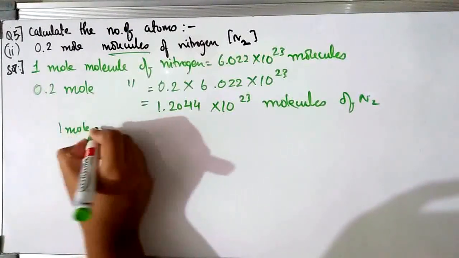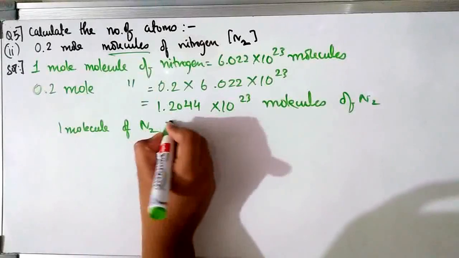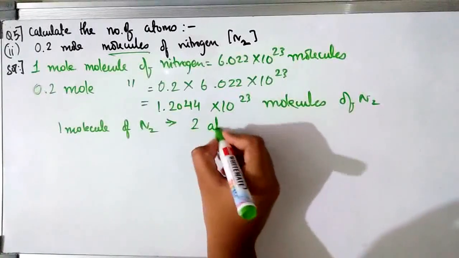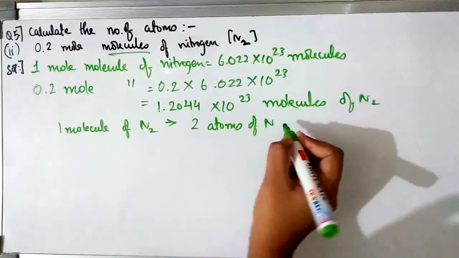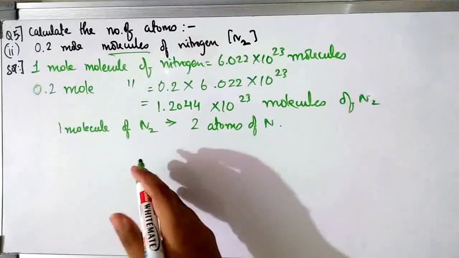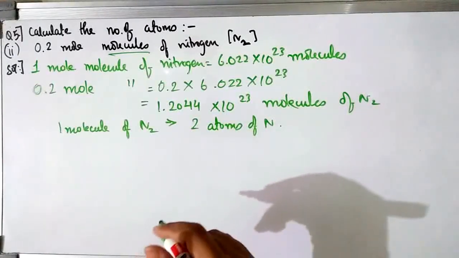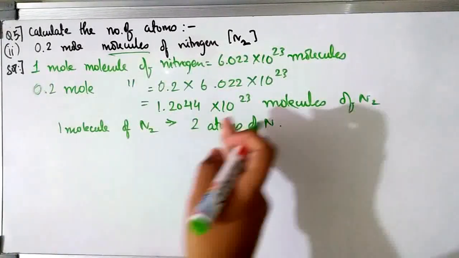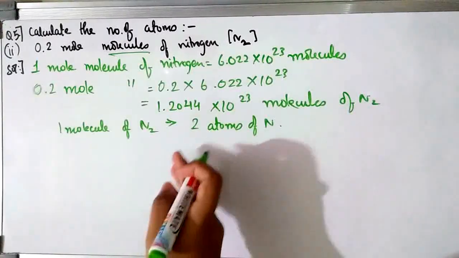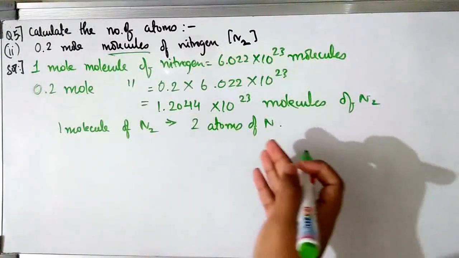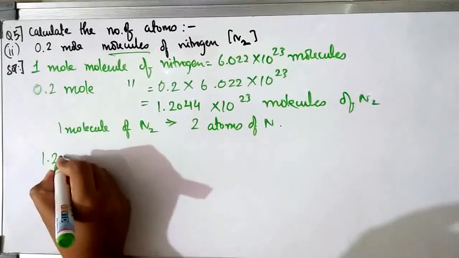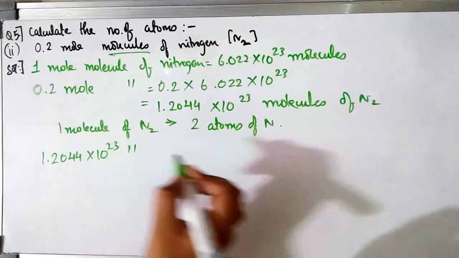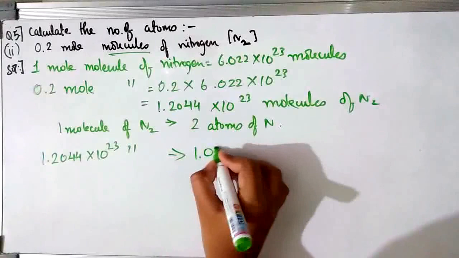We know that nitrogen is present like this. This is one molecule of nitrogen, N2. Now one molecule of nitrogen consists of two atoms of nitrogen, right? We know that one complete molecule of nitrogen will consist of two atoms of nitrogen. So we have got these many molecules of nitrogen in 0.2 moles. So we just have to multiply these many molecules of nitrogen with 2, so that we get the number of atoms of nitrogen. Okay, so for 1.2044 into 10 to the power 23 molecules of nitrogen, we have to multiply that number with 2.